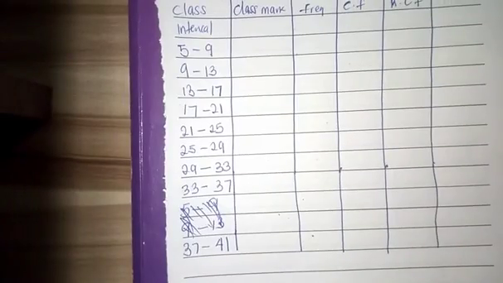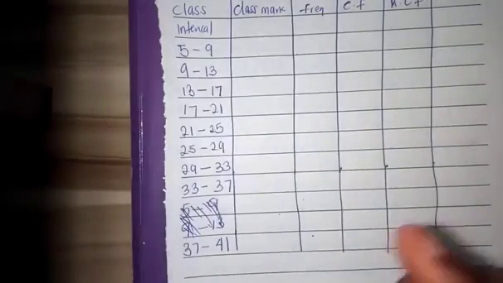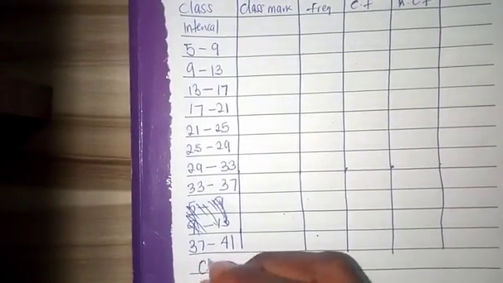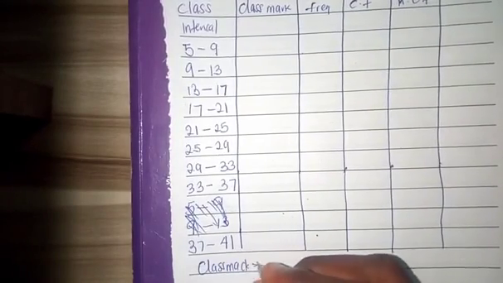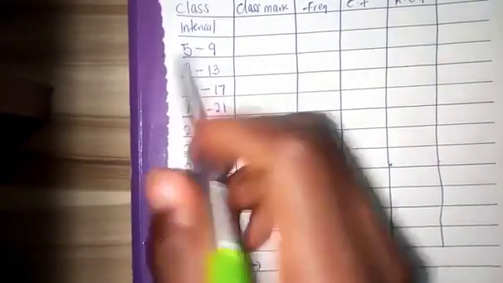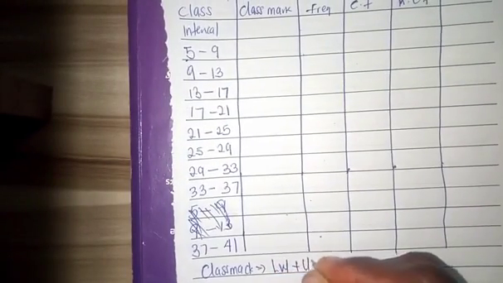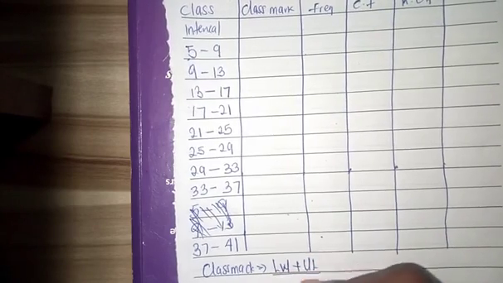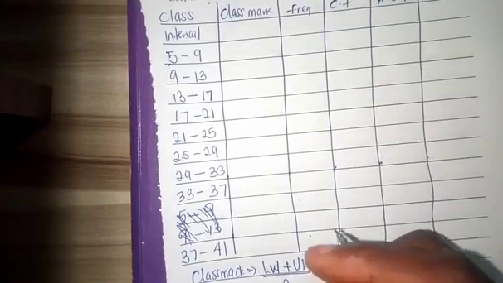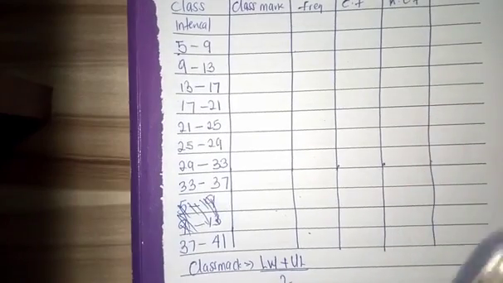Now let's talk about the class mark. How do we get the class mark? Class mark is we add the lower limit plus the upper limit, then divide by 2. You can watch the first video so as to know how you calculate that.